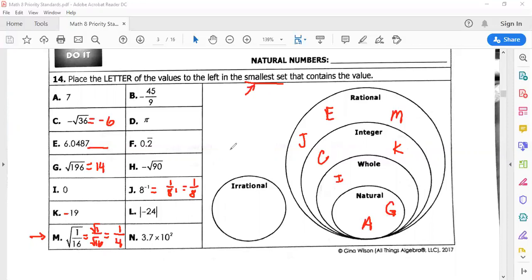All right, so that's this page. I'll make another one for the next page. But I believe that concludes review packet 1.